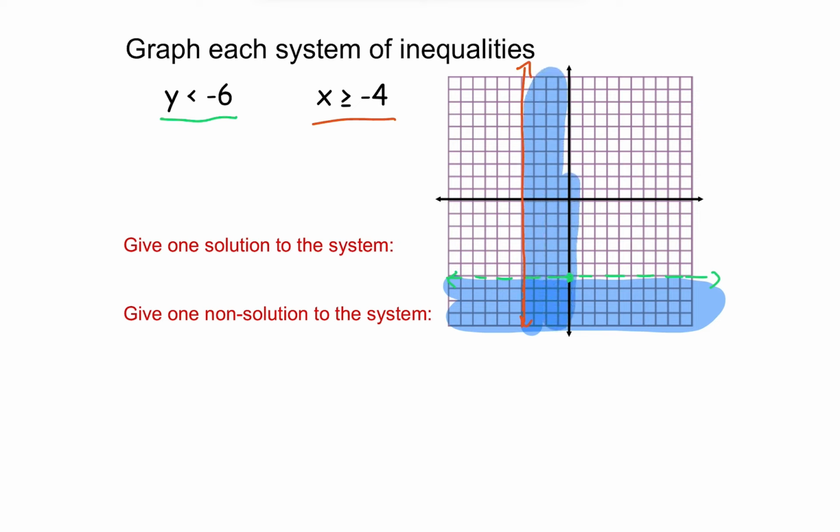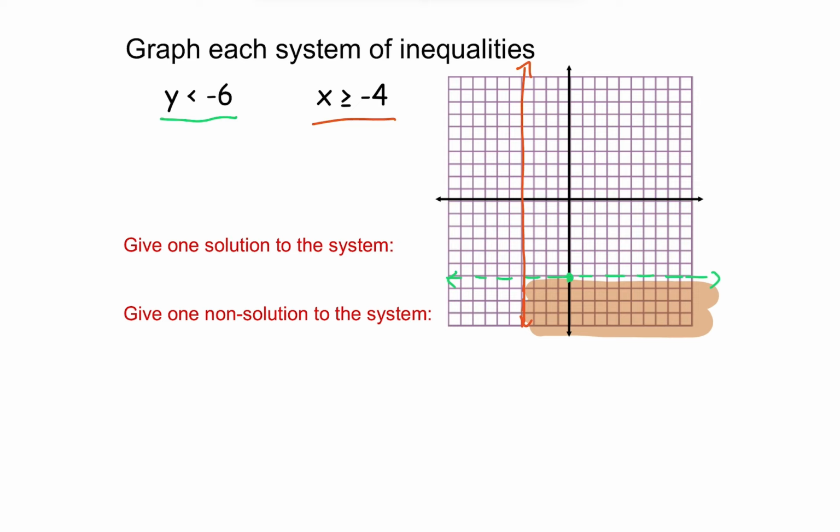And the final solution is going to be where they overlap. And so that's going to be this darker blue region. I'll highlight it with another color. So this region down here, that's where they overlap. So I'll get rid of the other stuff.